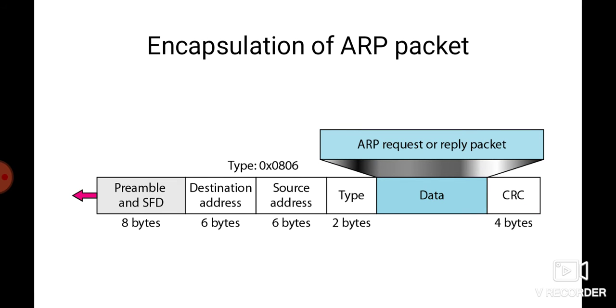Okay, next we will see the encapsulation of the ARP packet. An ARP packet is encapsulated directly into a data link frame. The type field indicates that the data carried by the frame is an ARP packet. So this is the encapsulated packet of ARP.